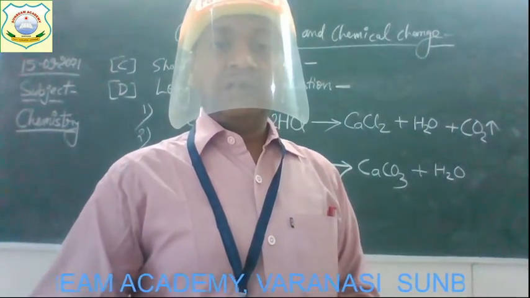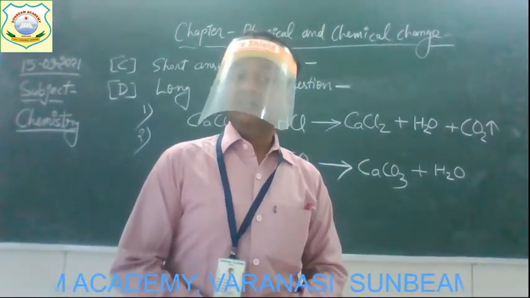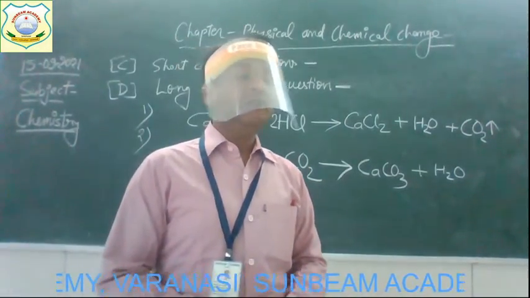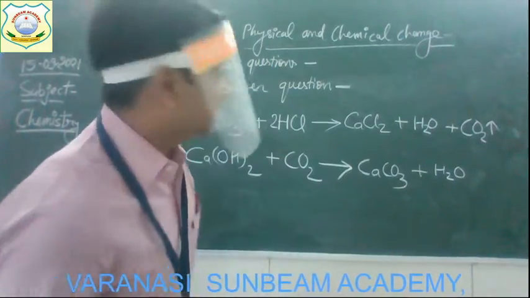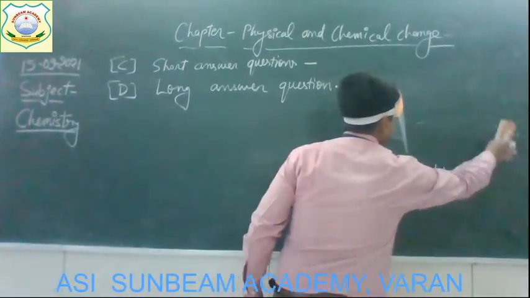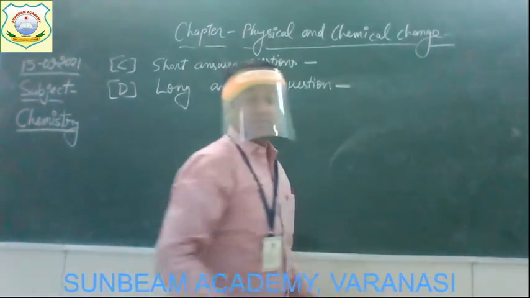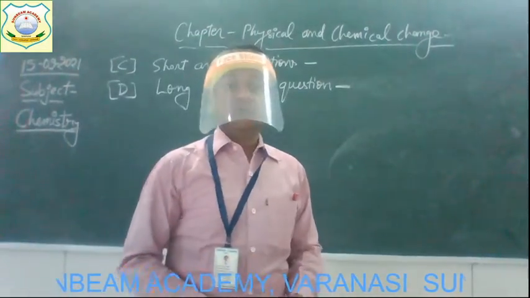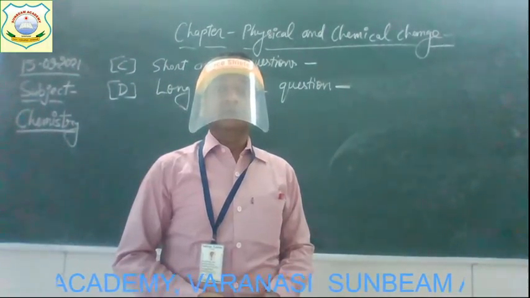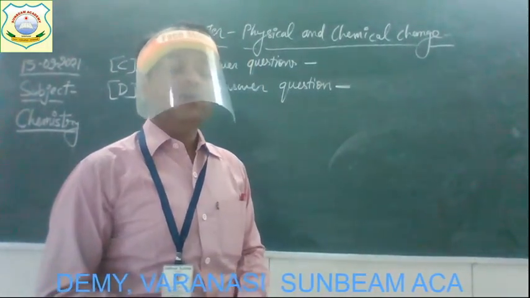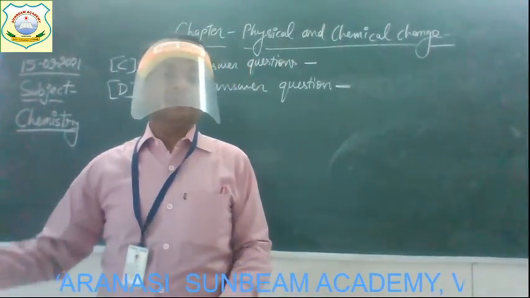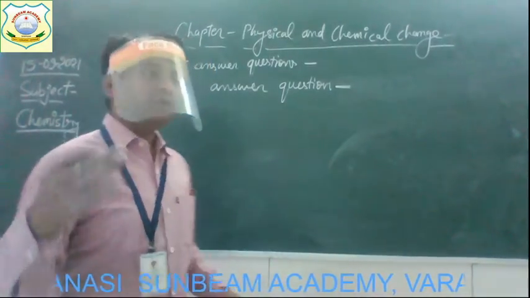Question number 3 is, explain the steps involved in preparing magnesium hydroxide. What you have to write here? You have to write all the steps involved in the process of preparing which compound? Magnesium hydroxide from metal magnesium. How from the magnesium can we prepare magnesium hydroxide? So you have to write all the steps.